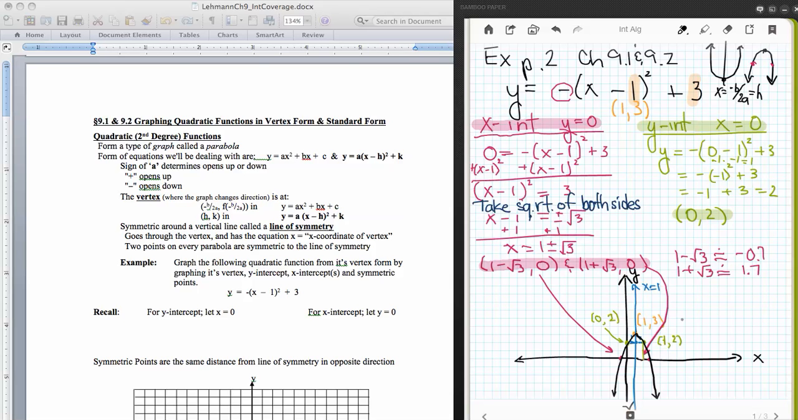So we've now succeeded in graphing the parabola based on 5 points. We start with point number 1, our vertex. Points 2 and 3 are x-intercepts. Point 4 is our y-intercept. And point 5 is our symmetric point to the y-intercept. And that creates 5 points. All right, that wraps up that example. Next video I'm going to be talking about translations of quadratic functions.